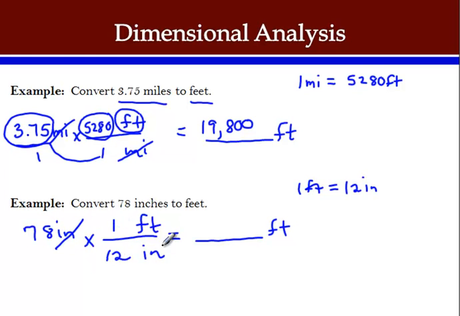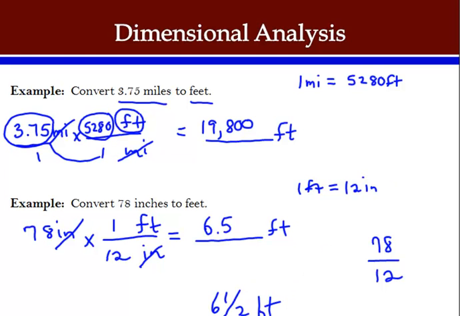These units will be removed, and we'll have 78 times 1 divided by 12, because now the 12 is in the denominator versus up here where both of the numbers were in the numerator. So in order to get our answer, we'll need to do 78 over 12 or divided by 12, and that's going to come out to 6.5 or 6.5 feet.